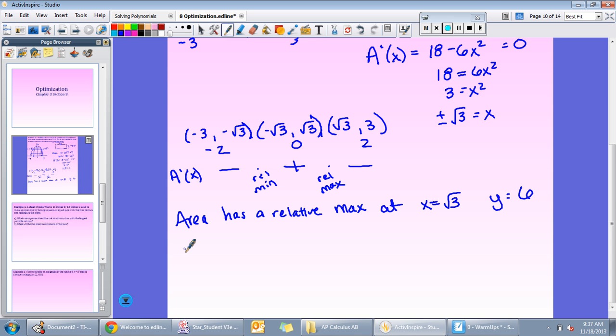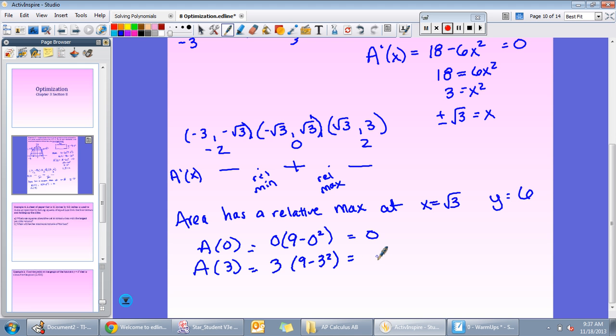So we need to make sure it's an absolute max. We're going to check if x is 0 and if x is 3. So if x was 0, we'd get 2 times 0 times (9 minus 0 squared), which is 0. And if we plug in a 3, we're still going to get 0. So the maximum area is 2 times the square root of 3 times 6, which is 12 square roots of 3.